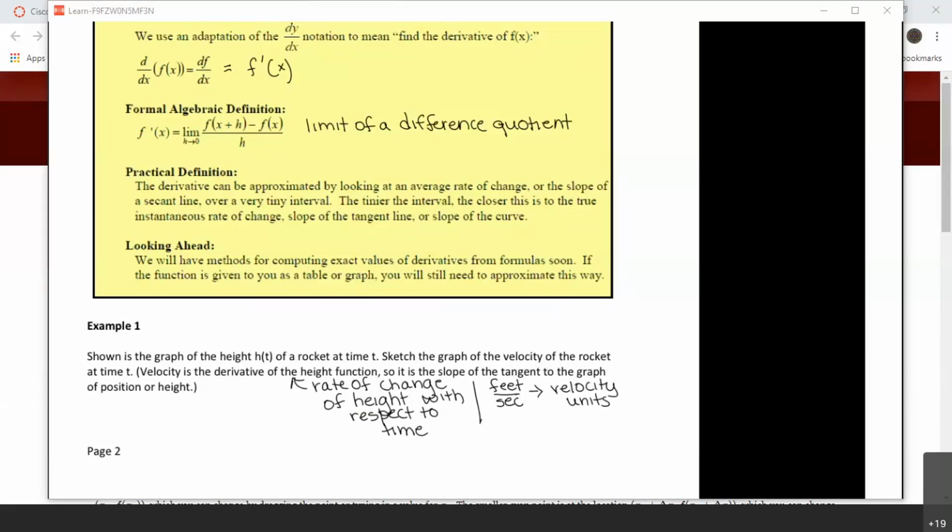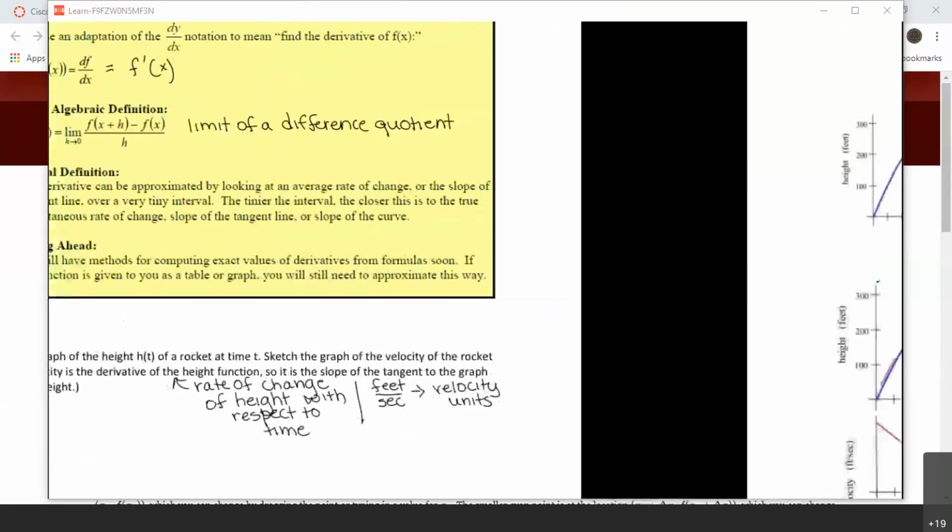Okay, so again, everybody should be comfortable with the fact we're building a slope formula. Slopes have units, output units divided by input units. Okay, so let's look at our picture.